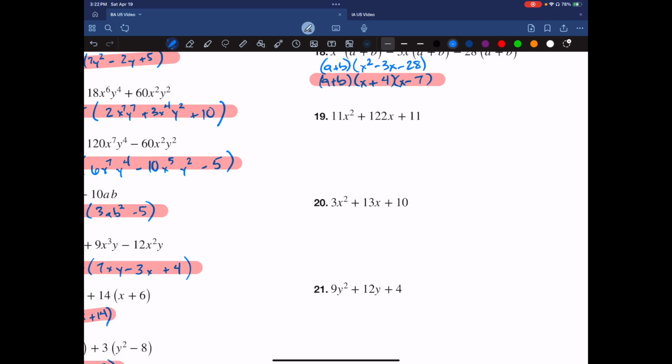19, 11 goes into 121, but it doesn't go into 122. So this is one of those situations where I can't take out a GCF, but it will factor. And so we're going to have to do this thing called the AC method, which means I'm going to take the 11 and multiply it to the backside.